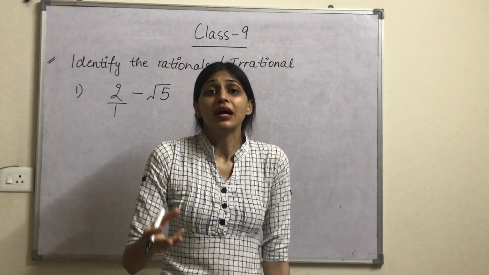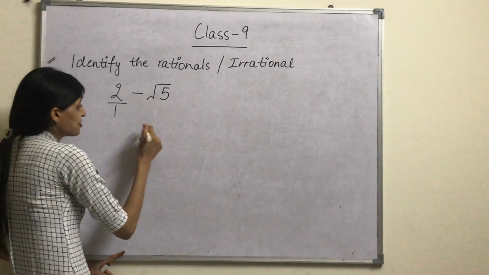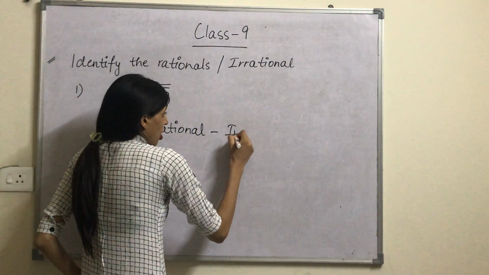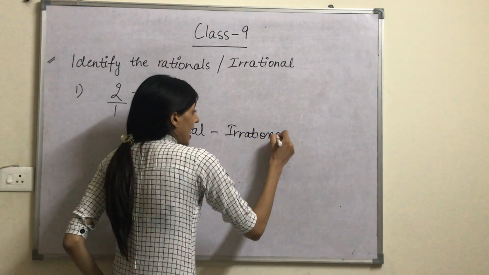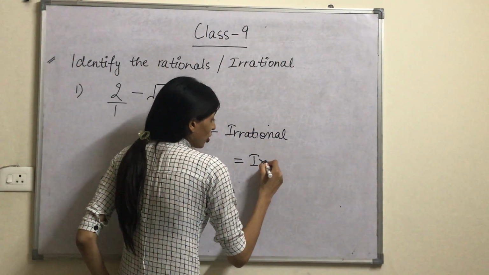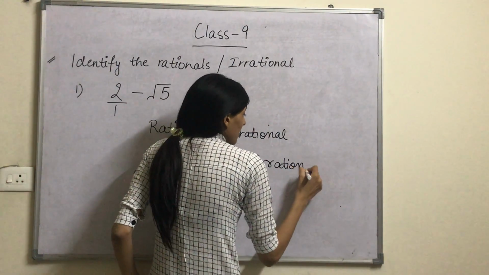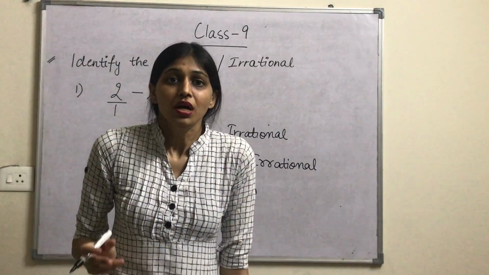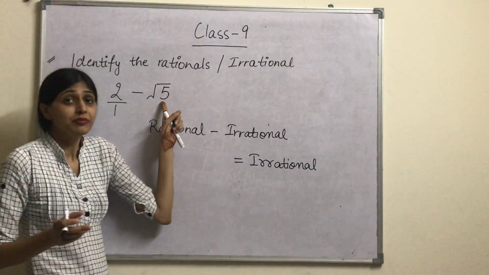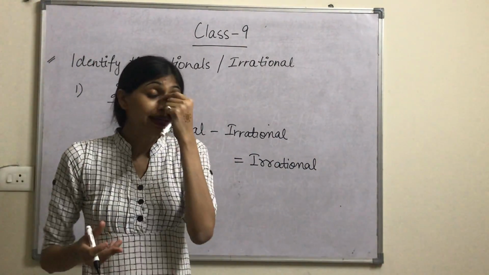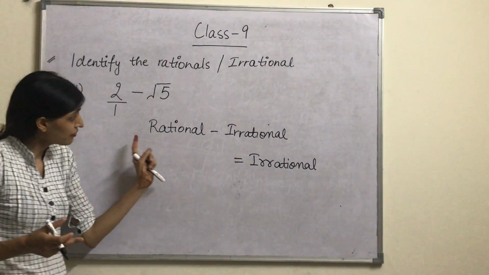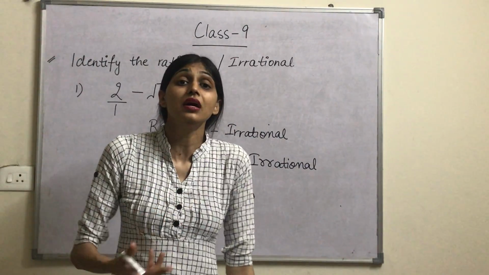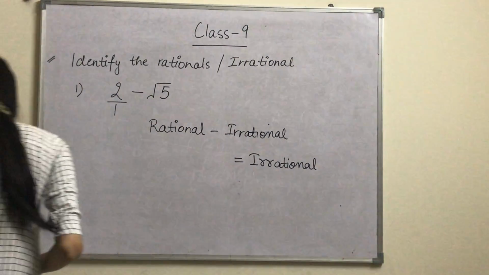Whenever a number is subtracted, rational minus irrational always gives you the result as irrational, because when a number is in decimals, whenever you subtract it from a whole number, you never get a whole value, right? Because it is a non-terminating and non-repeating decimal. So whenever you subtract these two numbers, you will always get an irrational value. You will never get a rational value. So the answer will be irrational.